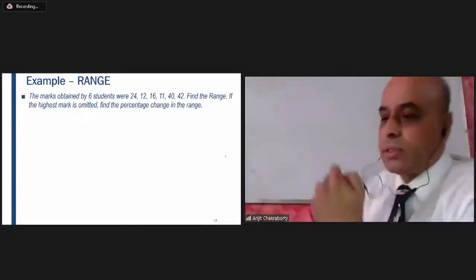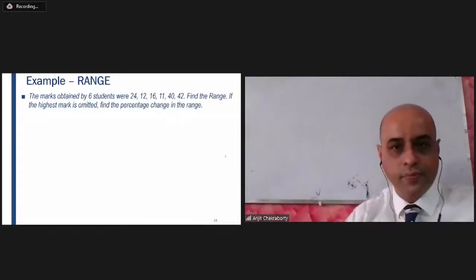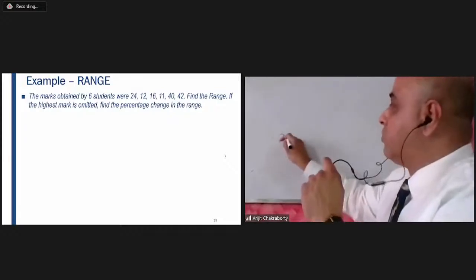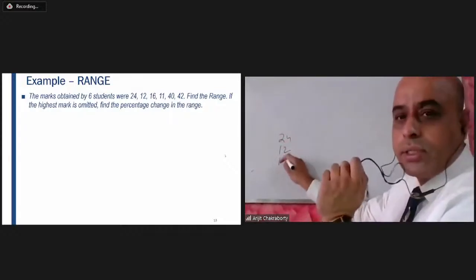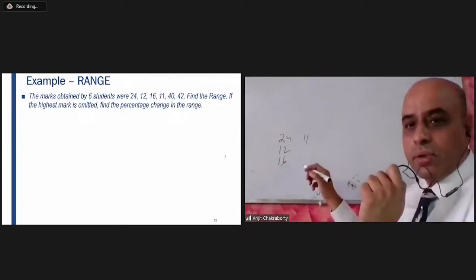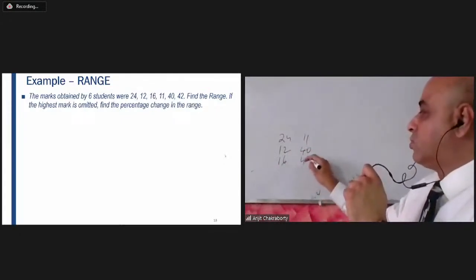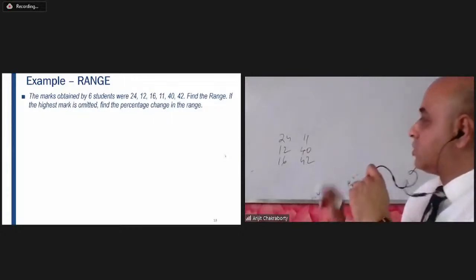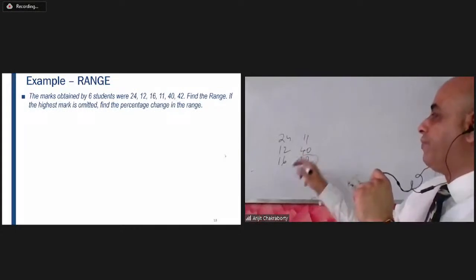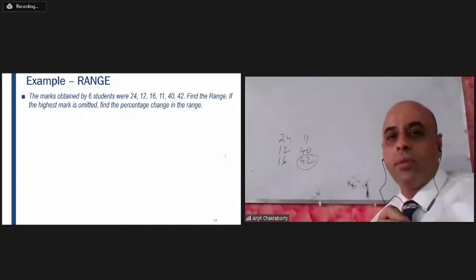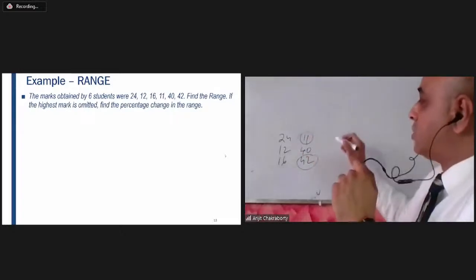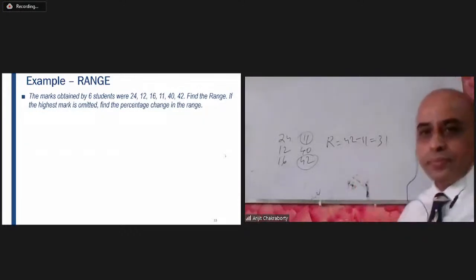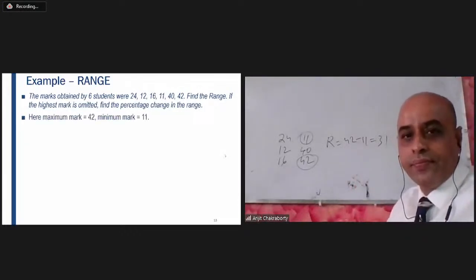You are given the scores of 6 students: 24, 12, 16, 11, 40 and 42. What is the range? Range, you know, is the highest minus lowest. The highest value here is 42, and the lowest marks is 11. So the range is 42 minus 11, that is 31. So we have found the range.